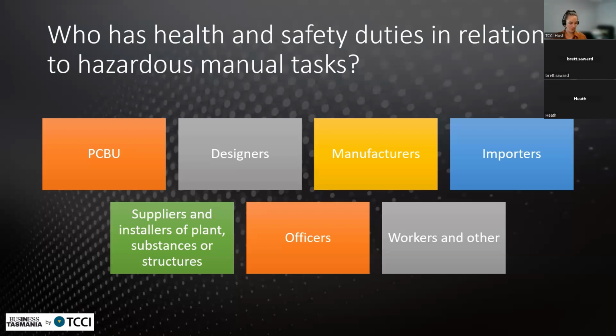And workers or others, so workers still have an obligation to take reasonable care of their own health and safety. So while they probably don't have control as far as what the business is buying or bringing in, they do have control over following the relevant policies and procedures and training that they are provided and making sure that they are taking reasonable care of their own health and safety. So quite a few duty holders in relation to hazardous manual tasks, and it's the same for most hazards in the workplace.